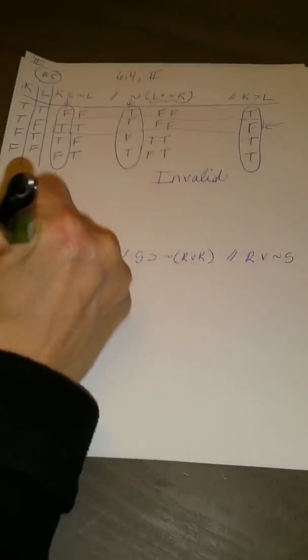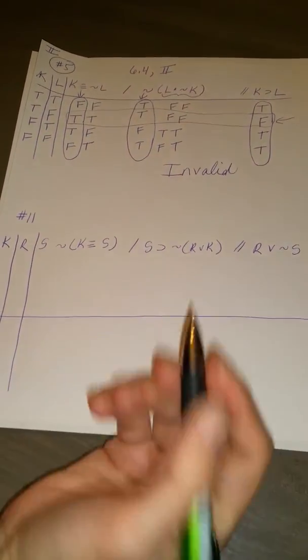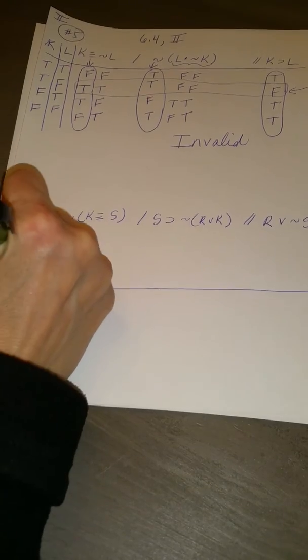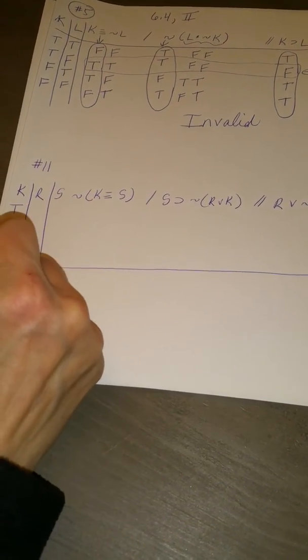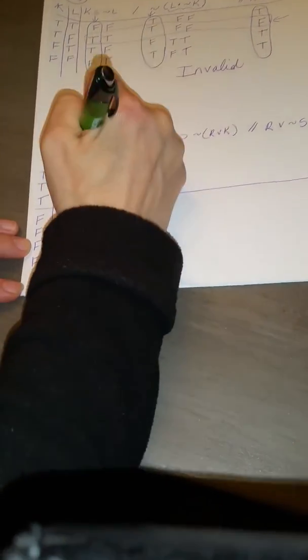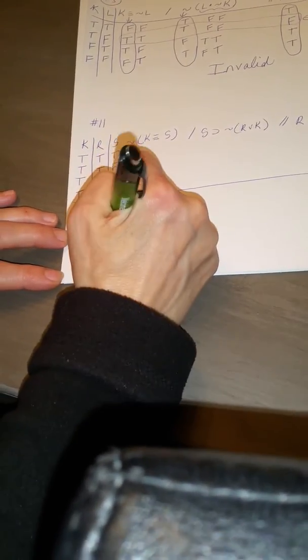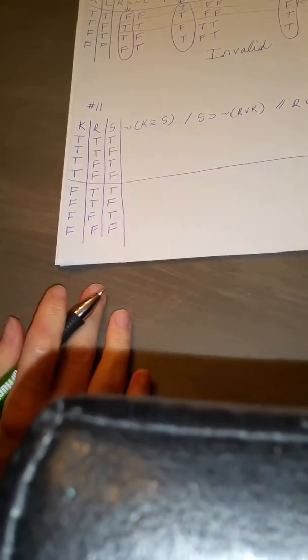We have K, R, and S. And this one, we know when we have 3 propositions, we're going to have 8 rows in our truth table. And I always put a line there just to make it easier to follow. Okay, so we start with 4 true, 4 false, 2 true, 2 false, and then true, false, true, false. Okay, so that's how I did that one. I'm going to put a line there too just to separate that.